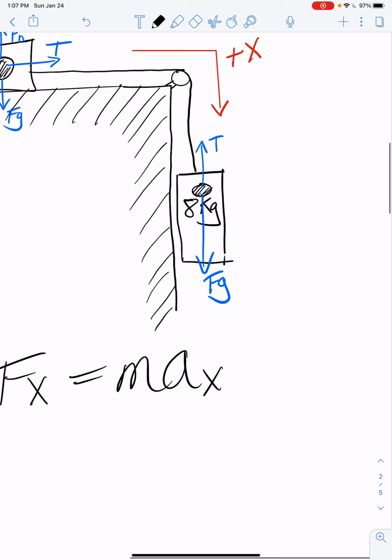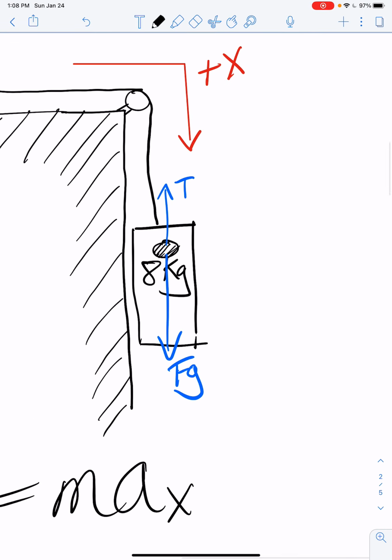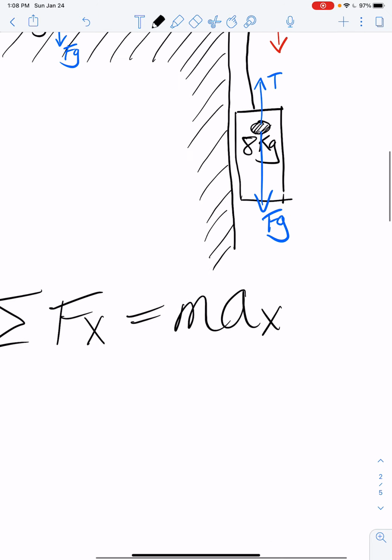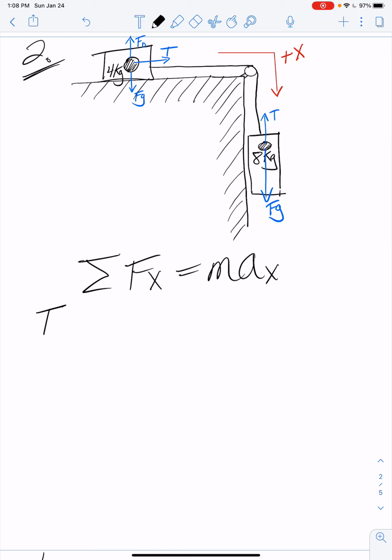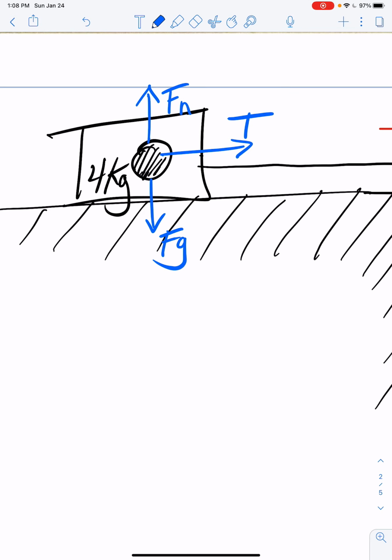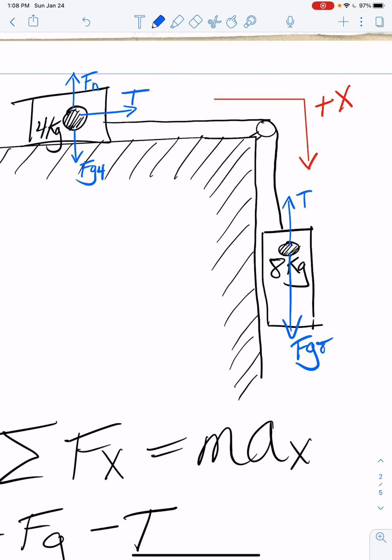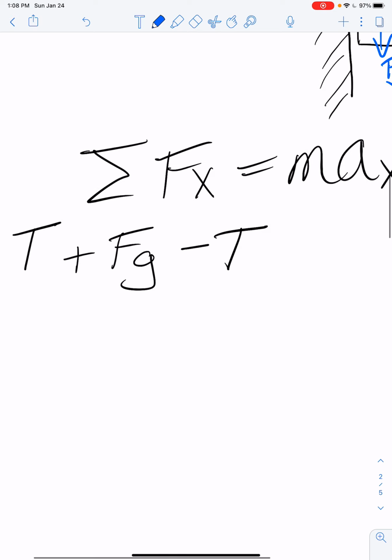So we have T as a positive x force for the block on top of the table. On the side of the table, we see that T points in the negative x direction, because on the side of the table, down is positive x. So T is negative x and Fg is positive. And notice that the Fg's are both Fg, and that's incorrect, right? Because this Fg is smaller, so I'll call it Fg4, and this Fg is larger, so I'll call this Fg8. All right. Let's come back down here. This is going to be Fg8.